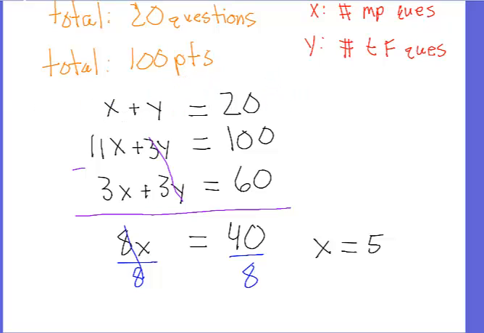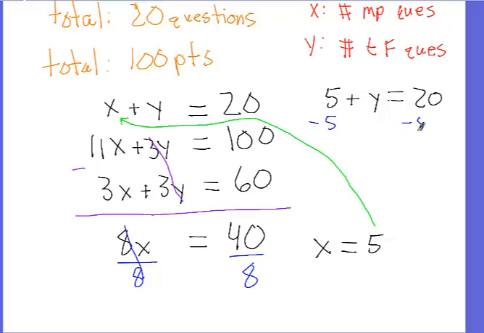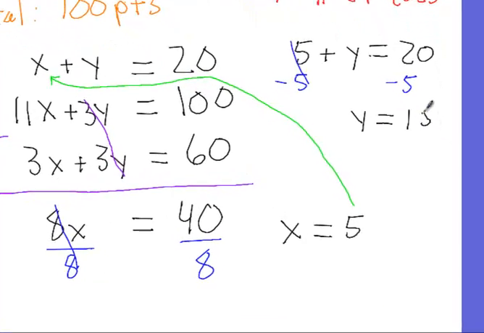The nice thing about this is you can take this x and substitute it into any of the equations we have here. All right, I'm going to choose to substitute it into the first equation. All right, so we're going to get 5 plus y equals 20. I want to get that y all by itself, so I'm going to subtract 5. I'm going to get y is equal to 15.